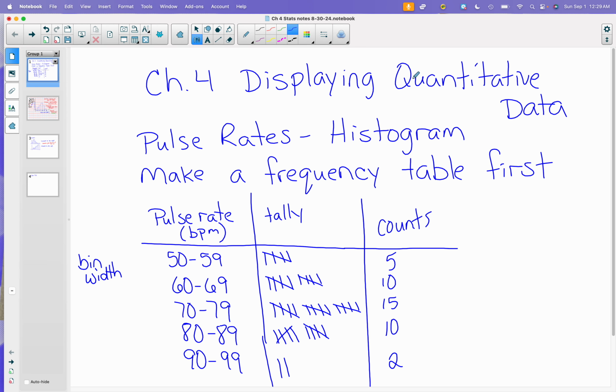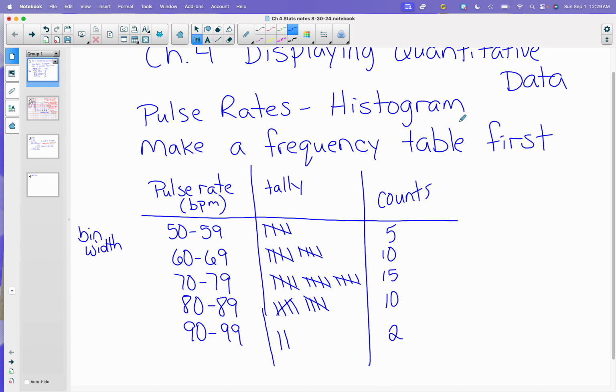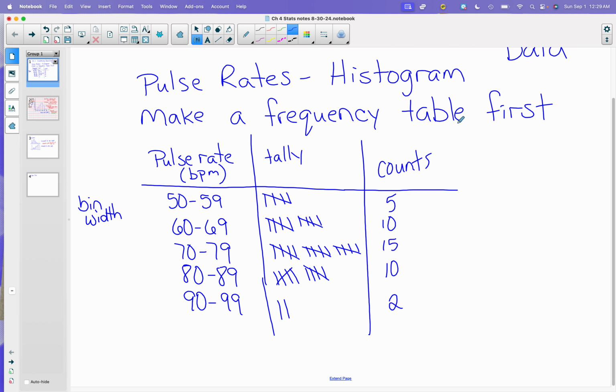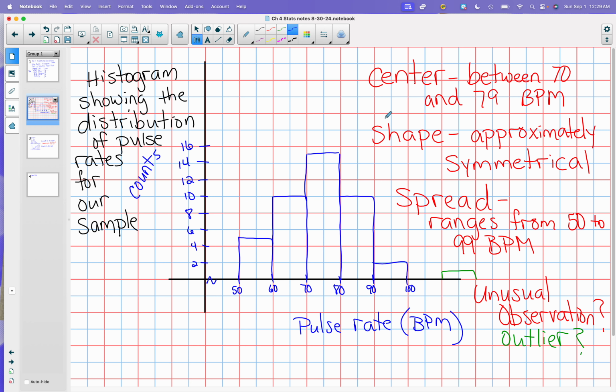Okay, in class last week, we talked about displaying quantitative data. Started off talking about that with pulse rates from our class data, and I talked about how to make a histogram. So, just as a very quick review, remember first you start with a frequency table. So, I chose my bin widths, how I wanted to set this up, made my tally chart by going through my data, did my counts. Then I went ahead and graphed that.